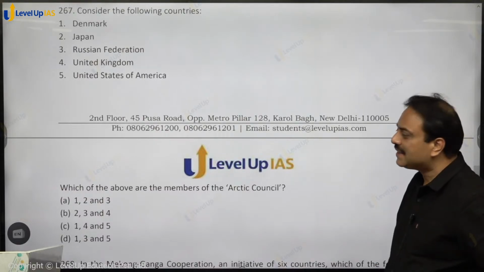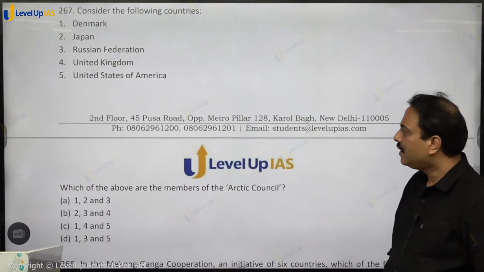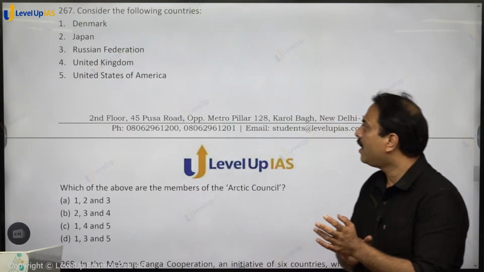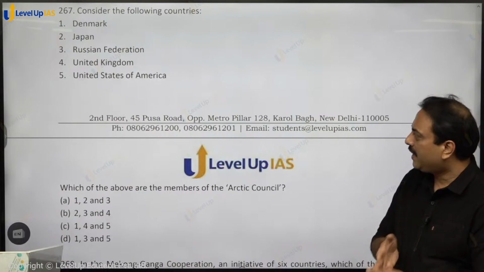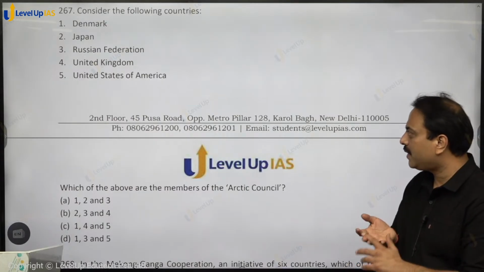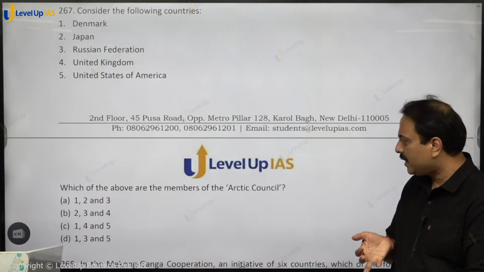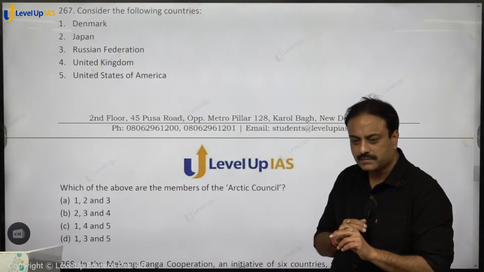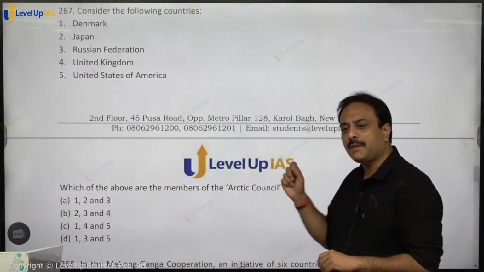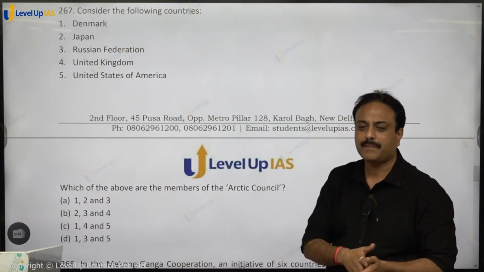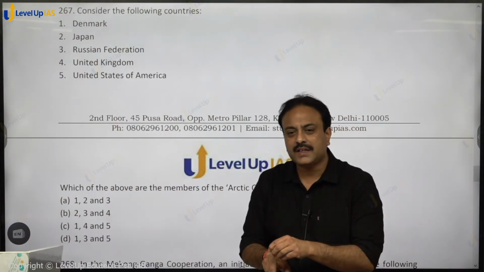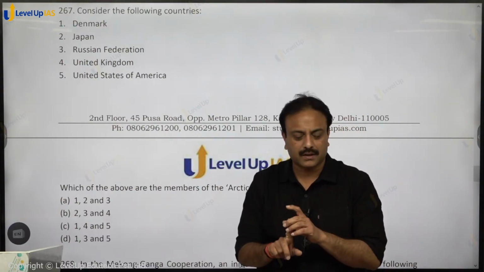Consider the following countries: Denmark, Japan, Russian Federation, United Kingdom, United States of America. Which of the above are members of the Arctic Council? Which countries are a member of the Arctic Council? Leave this aside. The members of the Arctic Council are those countries which have their coastline on the Arctic.